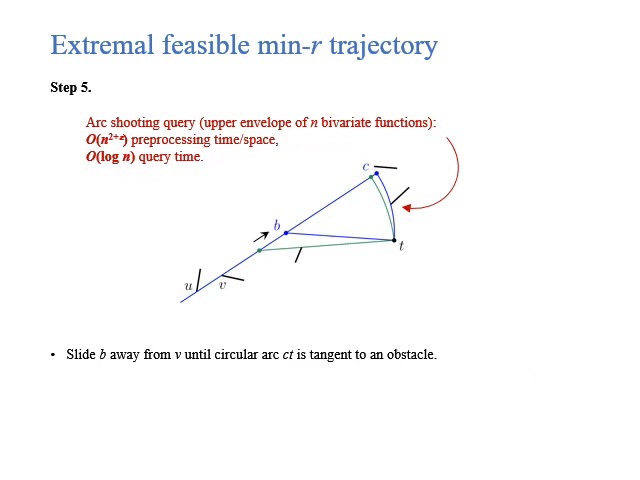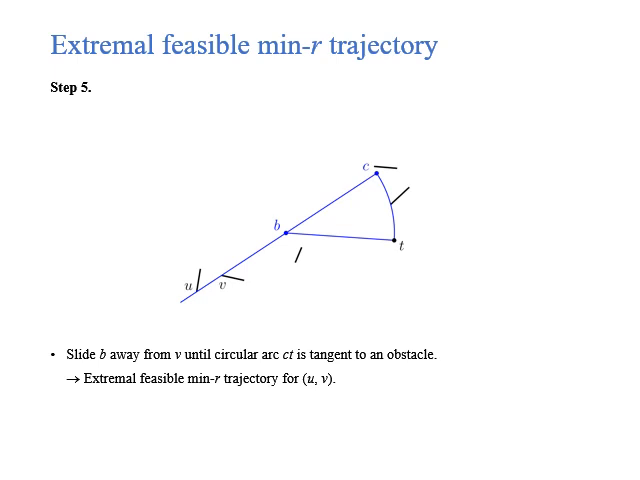Now in step 5 and the final step, we slide point B away from V in the opposite direction as we did before until the arc CT is tangent to an obstacle, and that requires an arc shooting query to find the first obstacle that the arc CT comes into contact with while sliding point B. For answering the query, we have to construct a data structure consisting of an upper envelope of n bivariate functions. And that's the end of step 5 as well as the perturbation procedure. And we have found the feasible mean R trajectory where AB intersects U and V.